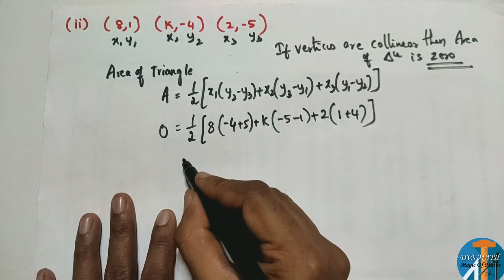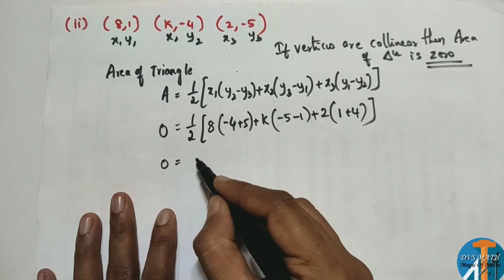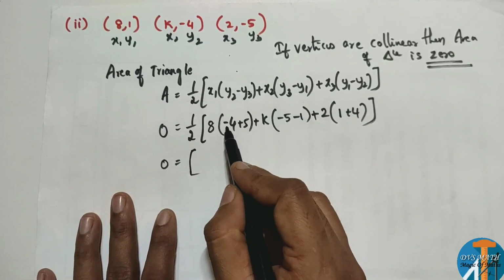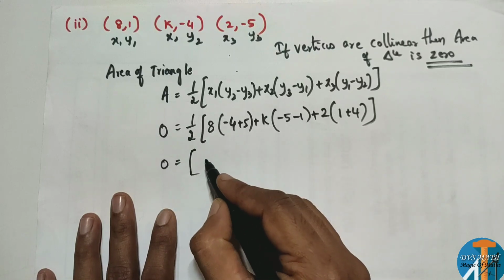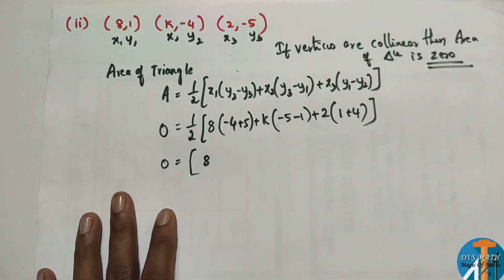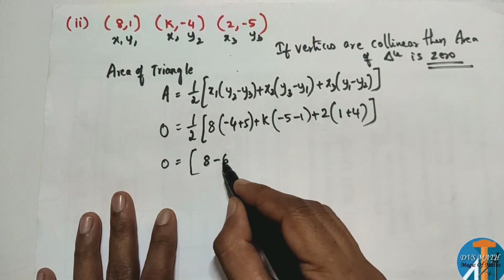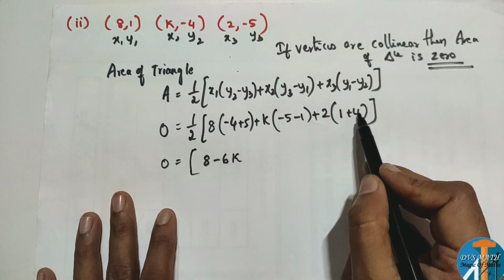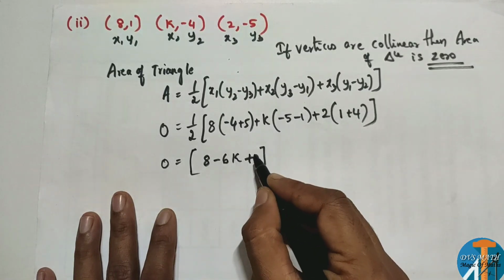Okay, so now let us simplify this. Observe here, if you multiply 0 to the LHS it becomes 0 only. So remaining let us write minus 4 plus 5. Minus 4 plus 5 it is 1. 1 8s are 8. Now what is the value of minus 5 minus 1? It is minus 6. Minus 6 into k it is minus 6k. Then 4 plus 1 is 5. 5 2s are 10. Okay, 10.